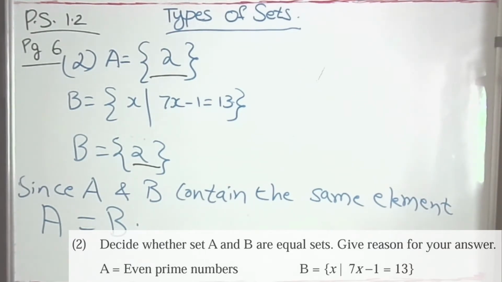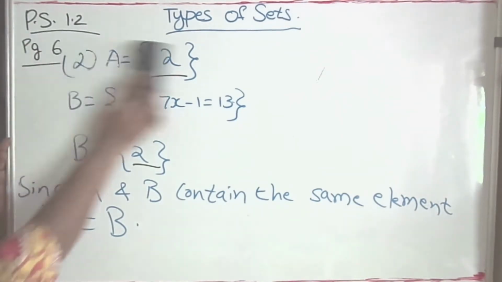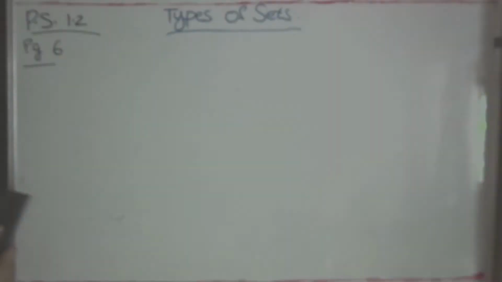Which of the following are empty sets? What do we mean by empty sets, children? Correct. The set which does not contain any element is called an empty set. So let us go to the third sum. They have given us some sets. We have to find out what are the elements in that set. Okay, then only we can say whether it is empty or not. Now this is on page number 6 only.